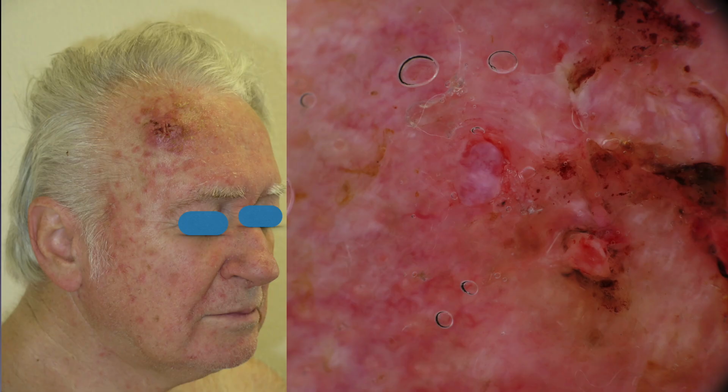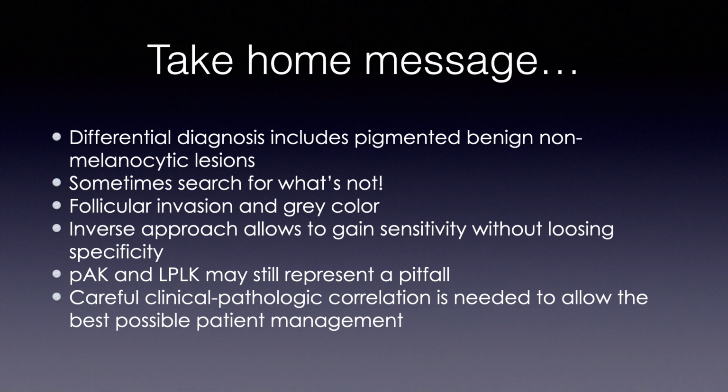And sometimes what we have is a lesion that in the beginning we might not even think is melanocytic, such as this, that could easily be a keratinocytic tumor. But when we look closely and we see all these polymorphic vessels, remember desmoplastic melanoma. So it's not always easy to do this differential diagnosis in sun-damaged skin.